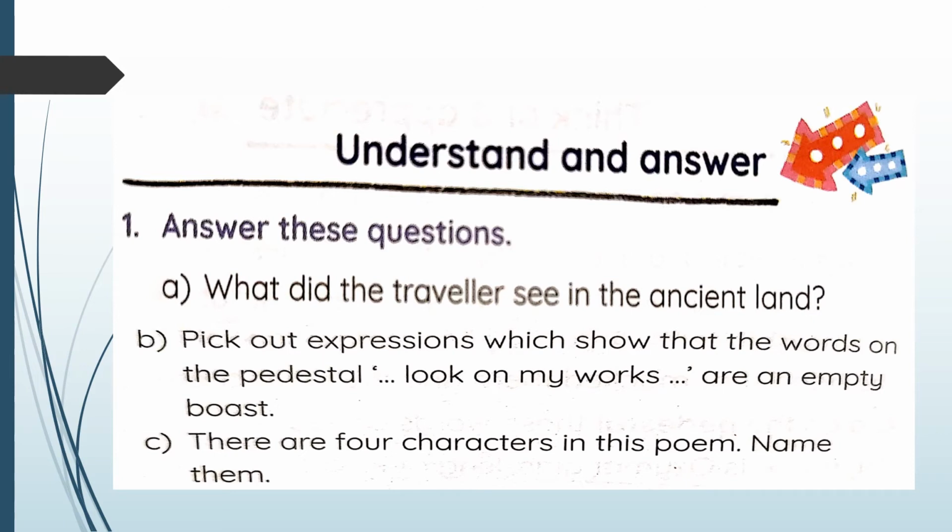Now there are four characters in the poem. Name them. As discussed in our previous video, children, we can see the poet in the very beginning of the sentence. I means the poet. He is one character. Then he met a traveler. The traveler is the second character. Then there's a mention of a sculptor. Sculptor is the third character. Then Ozymandias. My name is Ozymandias. The king, Ramses II. He is the fourth character.